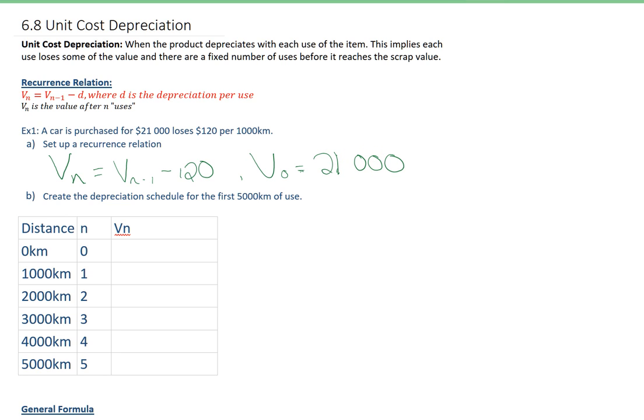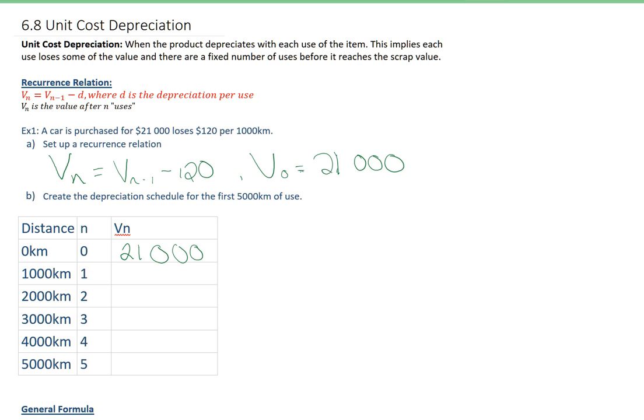So now I'd like to set up a little recursion by looking at the depreciation schedule. Okay, so in addition to stating what N is, I've also put the distance to help us remember that N is not the distance driven, it's the number of uses, where each use is driving 1,000 kilometers. Okay, so I want to go up to 5,000. So initially, I haven't even driven off the lot yet. My car is still worth $21,000.